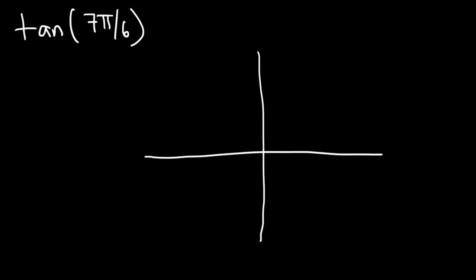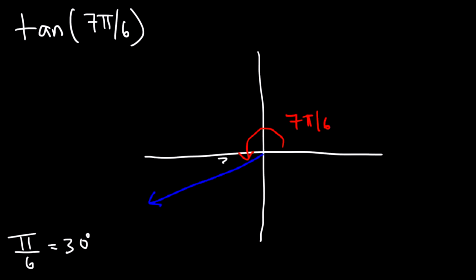Let's evaluate tangent of 7 pi divided by 6. Now 7 pi over 6 is in quadrant 3. If you recall, this is 1 pi over 6, 5 pi over 6, 7 pi over 6, and then 11 pi over 6. Seven pi over 6 forms a reference angle that's pi over 6. And pi is 180. 180 divided by 6 is 30. So we got a reference angle of 30.